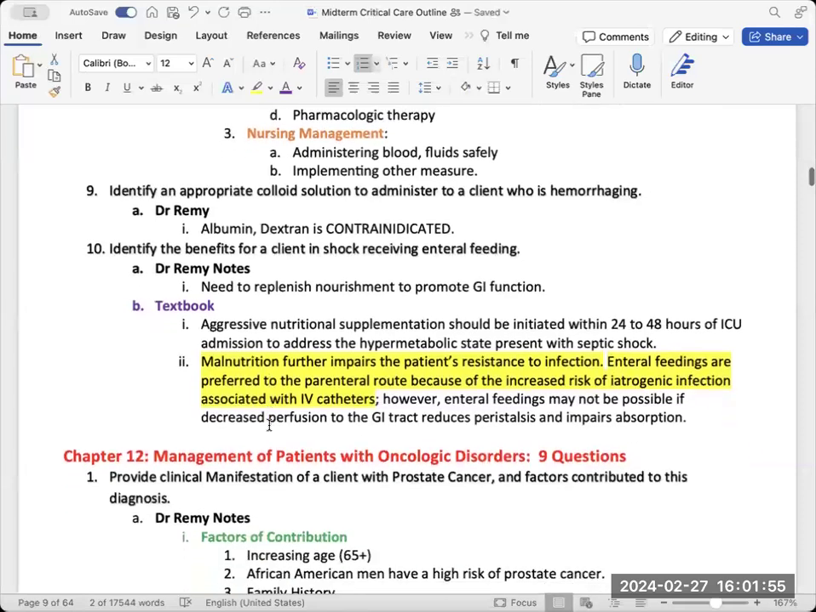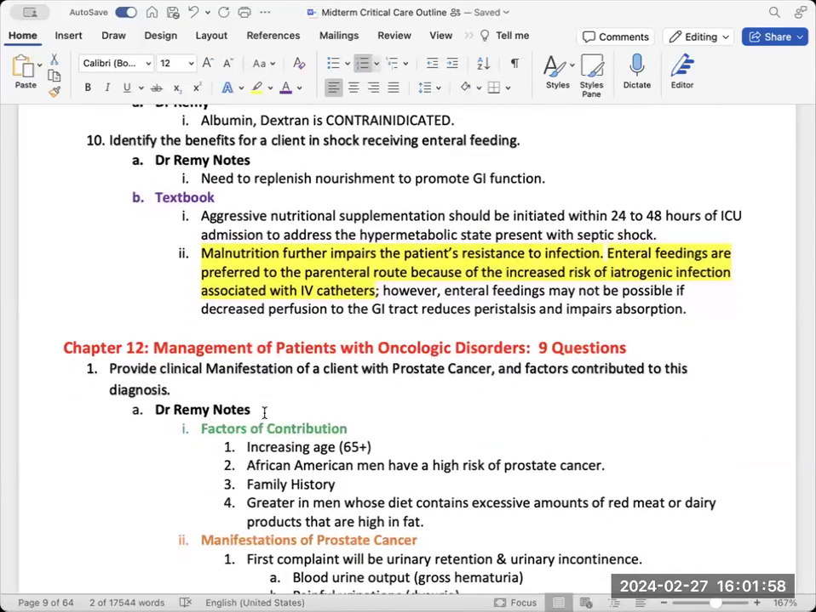Okay. The last thing is to identify the benefits for a client receiving enteral feedings. What Dr. Remy said is basically that it's used to replenish nourishment and promote GI functions. I also saw in the textbook that malnutrition impairs the patient's resistance to infections. So making sure they're properly nourished means they have a better chance to fight infections. Those are two things I saw that could be reasons why it's beneficial to give enteral feedings. Does anybody have anything else to add?